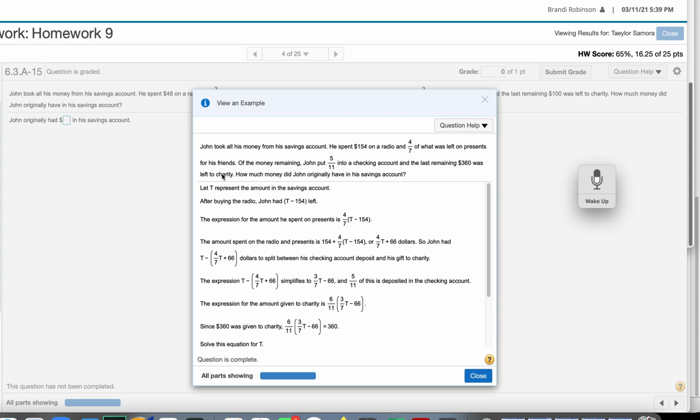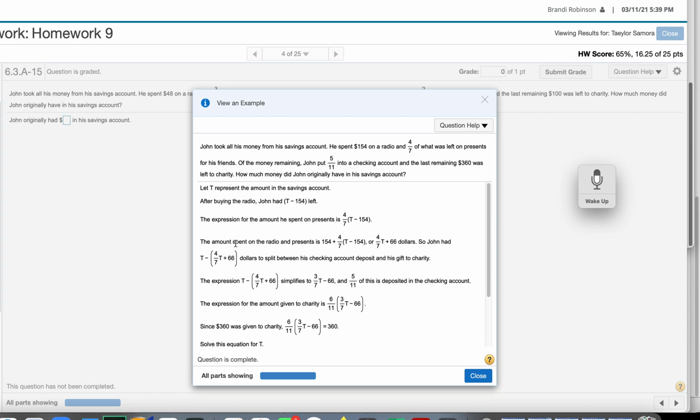So if I was to try and calculate how much money was in his account, it would be what was in his account, T, minus 154 is what's left. Okay? Then he spent 4/7 of what was left on presents for his friends, which means that he spent 4/7 of T minus 154, which is where this is coming from right here. That's coming from the fact that they're telling me he spent 4/7 of what was left. Well, what was left is the amount of money he withdrew minus 154. So that's where this comes from, okay?